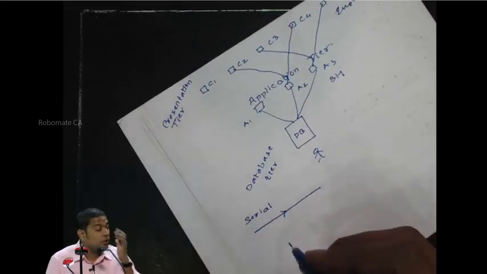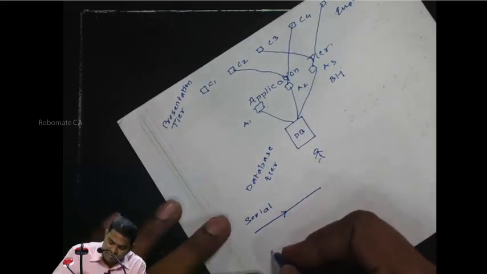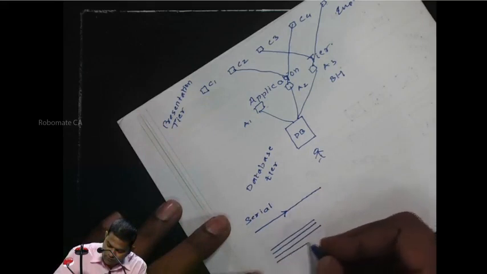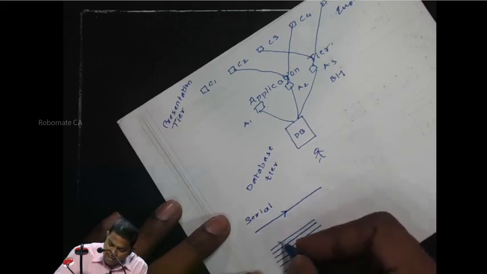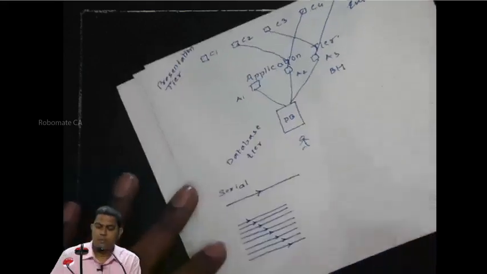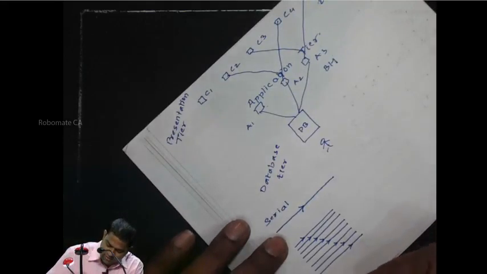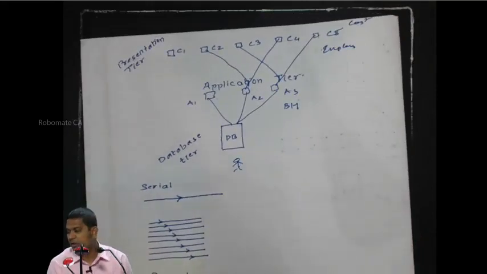In a parallel transmission, you will be able to transmit 8 bits at a time. That means it will have 8 channels. 1, 2, 3, 4, 5, 6, 7, 8. And every line is able to transmit 1 bit at a time. This particular type of transmission will be called parallel data transmission, or the parallel transmission of data.